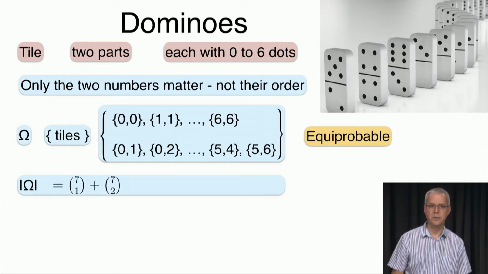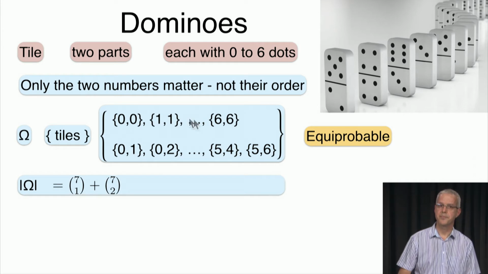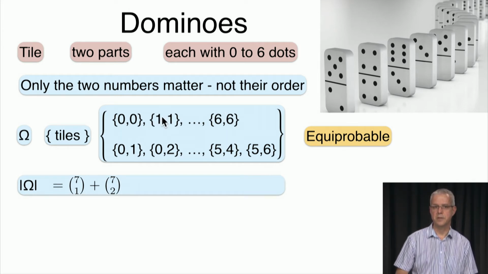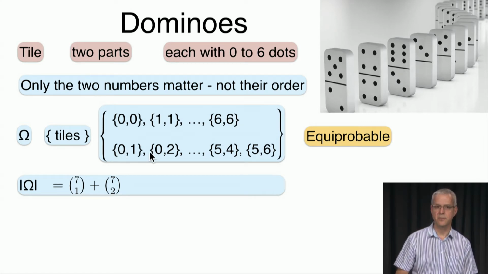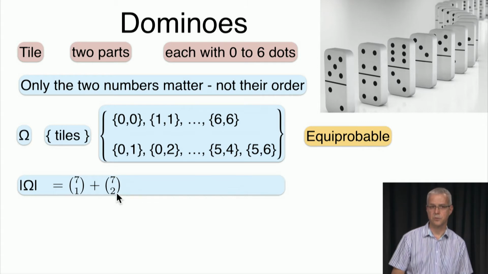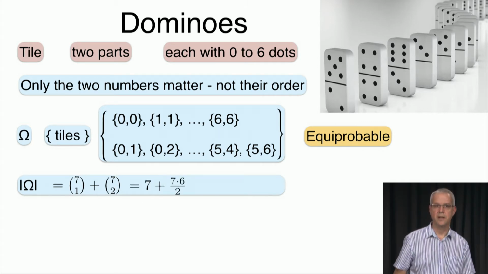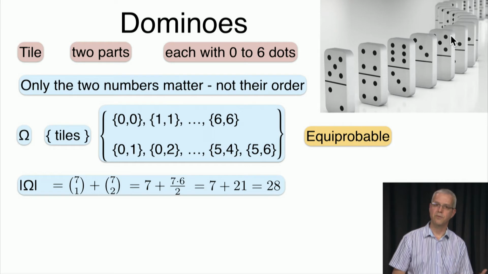It's fairly easy to see that the number of tiles with the same values, for example 0, 0 up to 6, 6, means just picking one number from 0 to 6. There are 7 such numbers, 0, 1, 2, up to 6, and we need to pick one number, so that's 7 choose 1, or 7 tiles that have the same value. For the tiles that have different values, there are 7 possibilities and we need to pick 2, so that's 7 choose 2. Now 7 choose 1 is 7, and 7 choose 2 is 7 times 6 over 2, which is 21. So the total number is 28. So we have a total of 28 tiles, and with that, we can calculate the probability of any event.